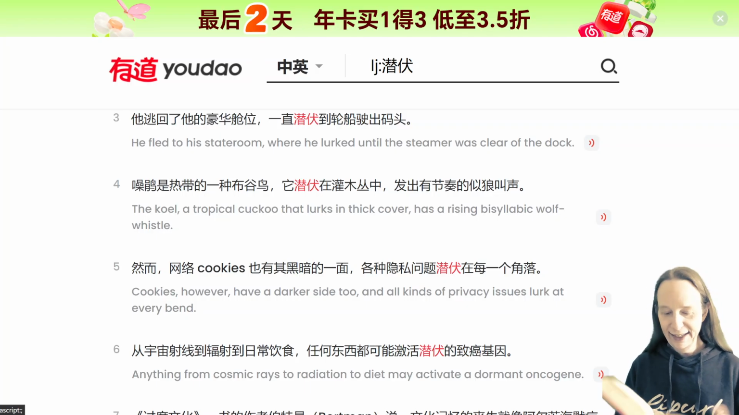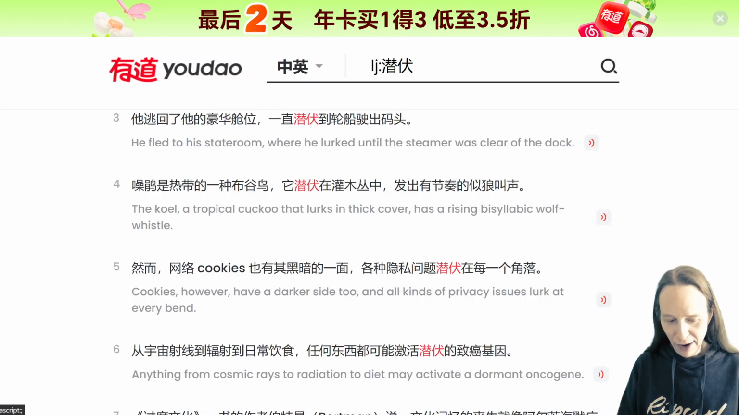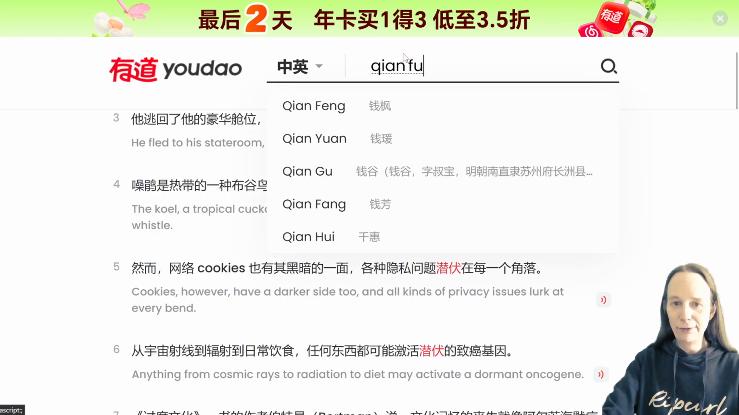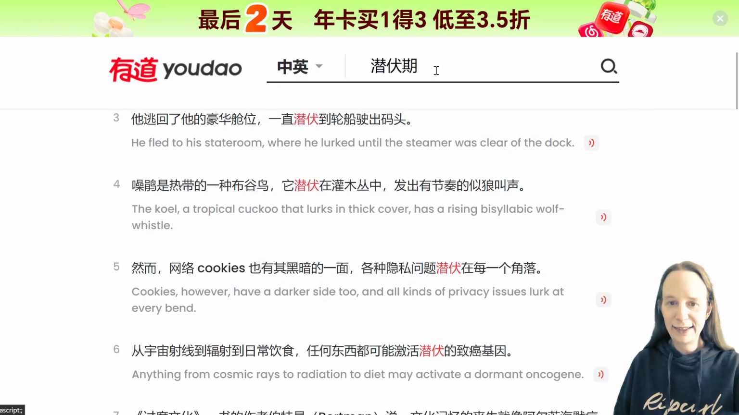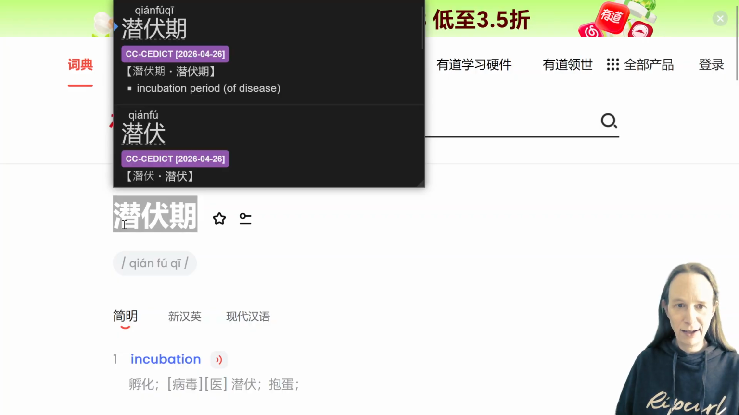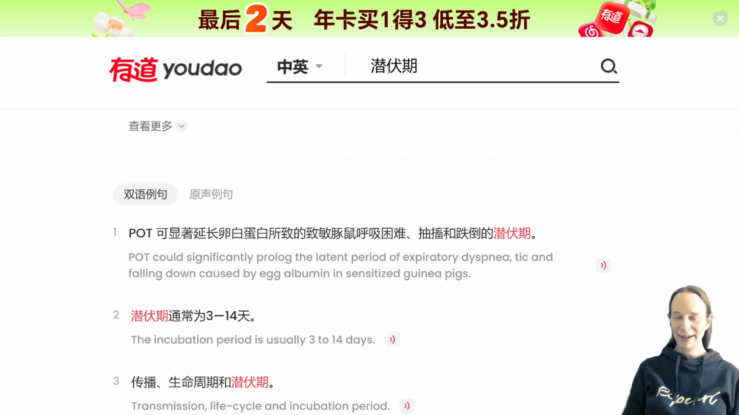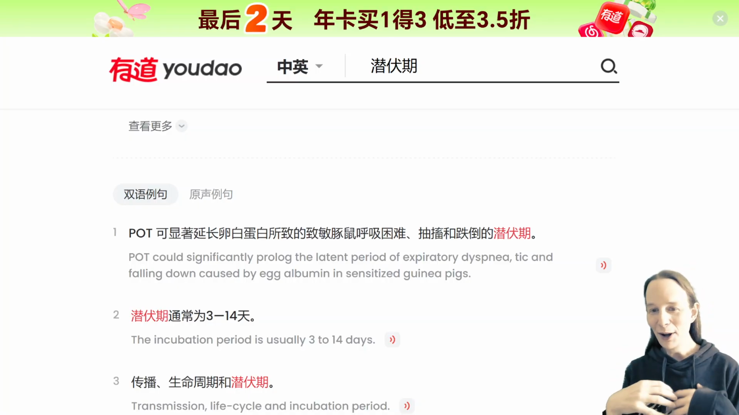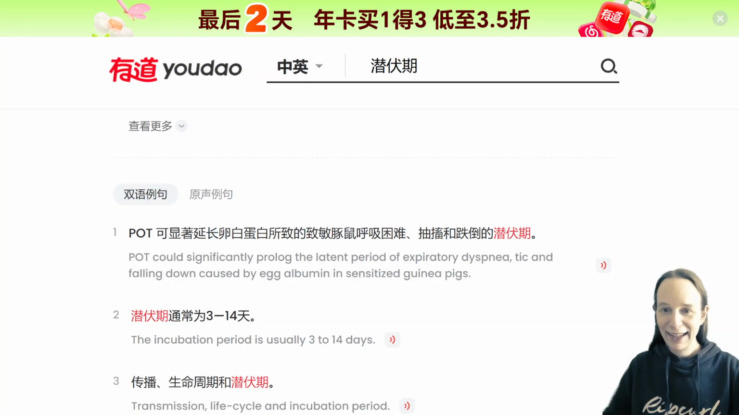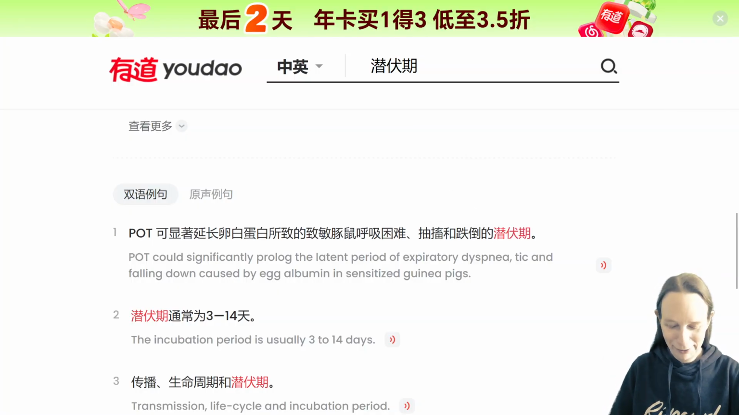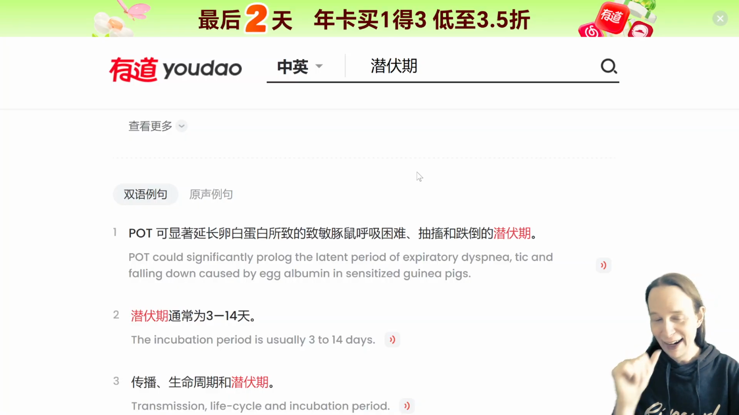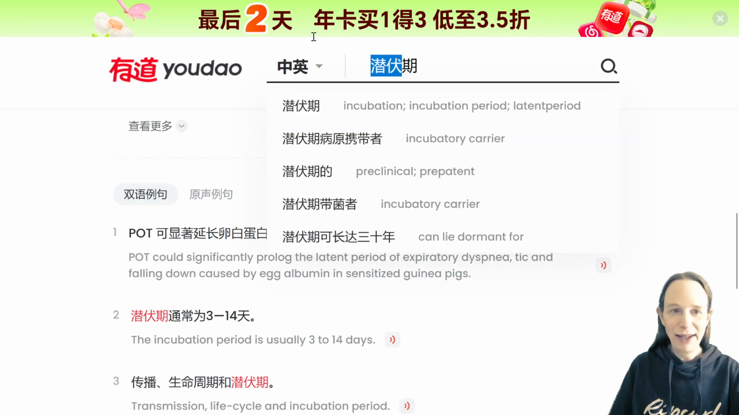Right. Dictionary says 隐藏, so hidden, concealed, and 埋伏. So we just saw that, ambush. Okay, 潜伏期 is their example, but I don't know, is that important? 潜伏期. What is this? Incubation period of a disease. Oh, wow. Incubation period for a disease is this one. So it's like, okay, you catch the cold and then a few days later you get sick. And that's the incubation period. 潜伏期. 潜伏期. All right, let's get the AI to give us some help here.